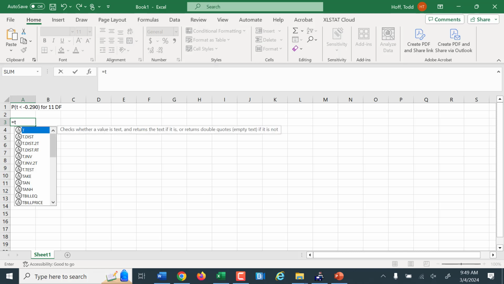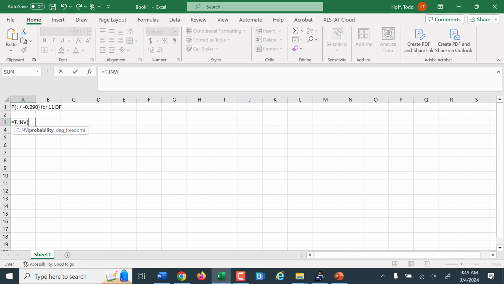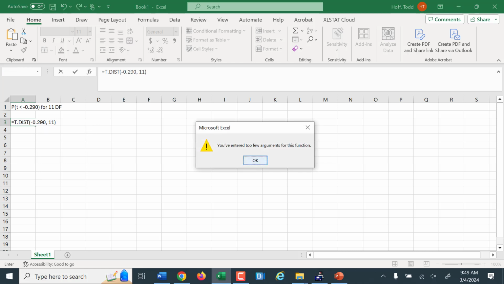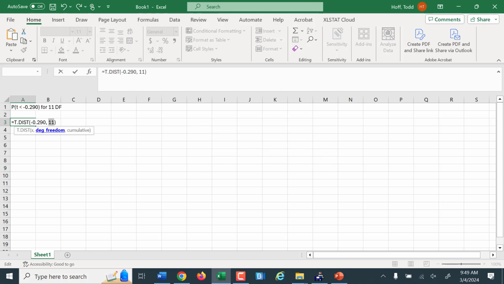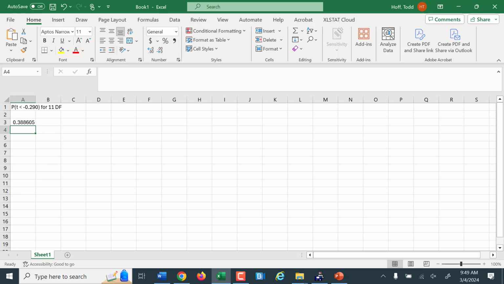So we're looking at t inverse right here. We're going to put in a negative 0. Not t inverse, we're looking at just t distribution, sorry. T distribution right there. Negative 0.29 with 11 degrees of freedom. And, oops, what am I missing? Oh, got to say cumulative. So there we get the 0.389, the same as we got with the Excel stat output.